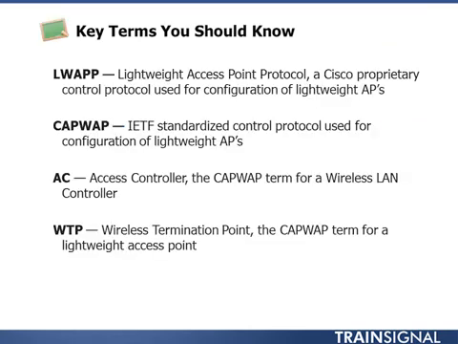So now we have a good understanding of the terminology. Let me just wrap up this section and remind you of a couple of things. LWAPP stands for Lightweight Access Point Protocol. It was acquired by Cisco, so it's a Cisco proprietary protocol used for configuring lightweight access points. Two modes of operation, Layer 2, Layer 3. The CAPWAP protocol evolved from LWAPP, is an IETF standardized protocol, also used for configuring lightweight access points. AC, an access controller, is a CAPWAP term for what Cisco referred to as the wireless LAN controller. And the wireless termination point, that's the CAPWAP term for what we all call a lightweight access point.